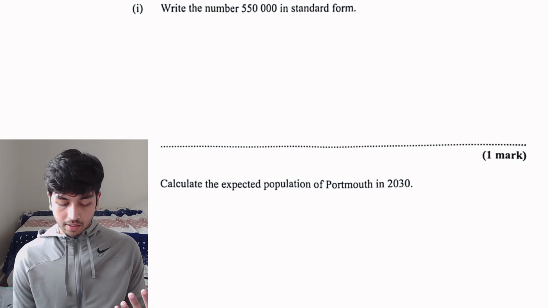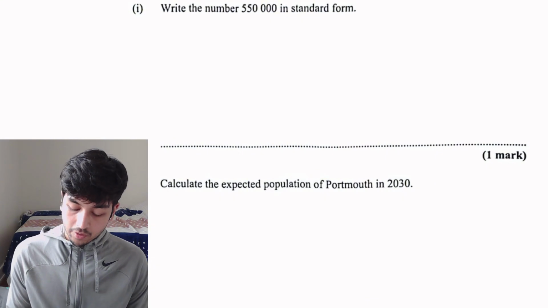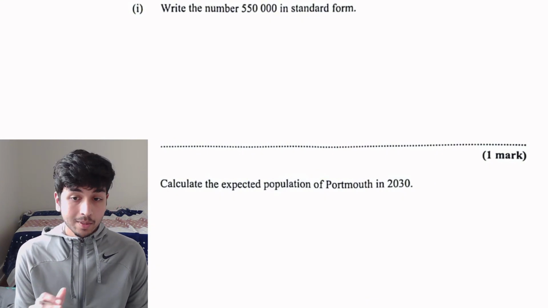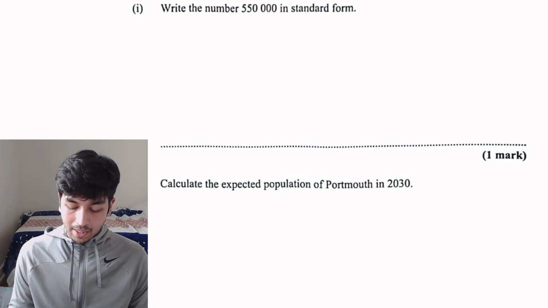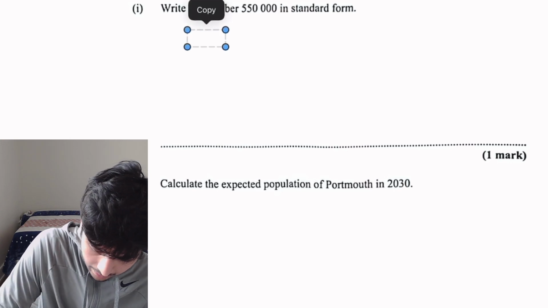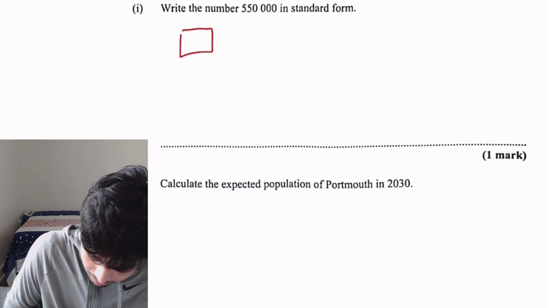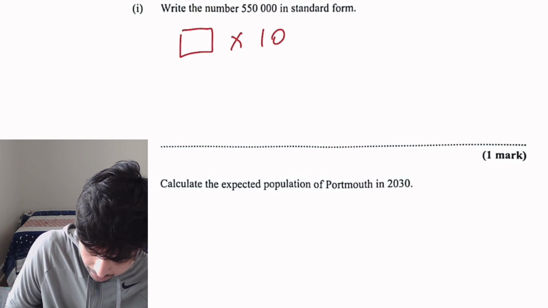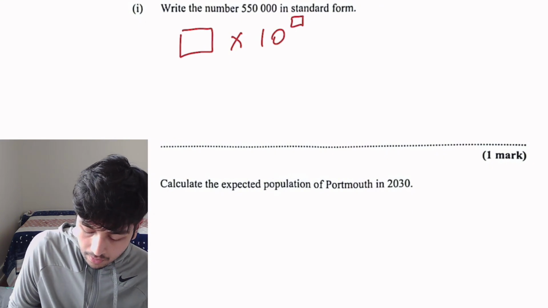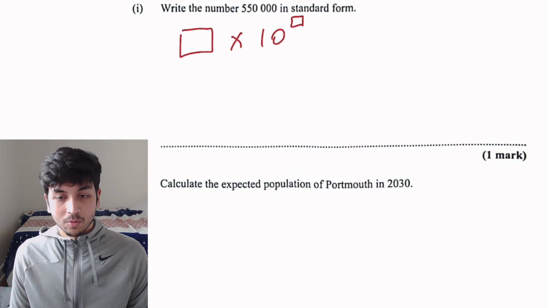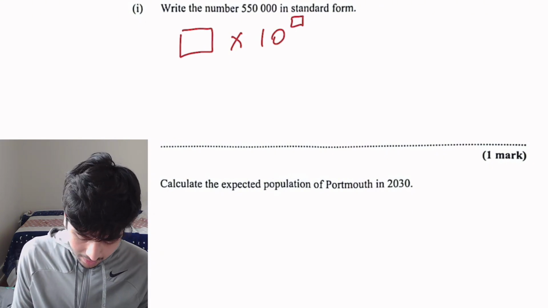Just as a bit of a recap, when they ask for standard form, they want a number between 0 and 10 multiplied by 10 to the something. So it'll be like some number multiplied by 10 to the power of something, right? In this case, what I like to do, this is my favorite method for doing this.